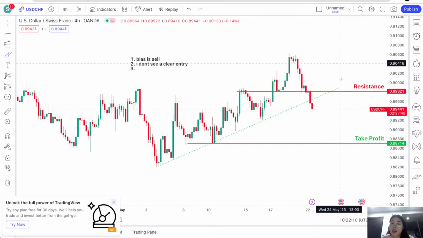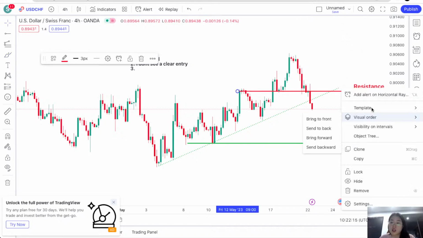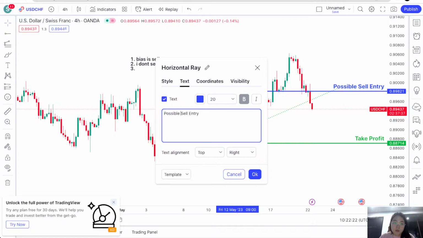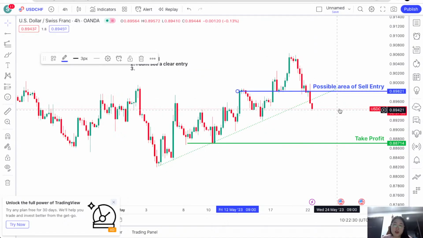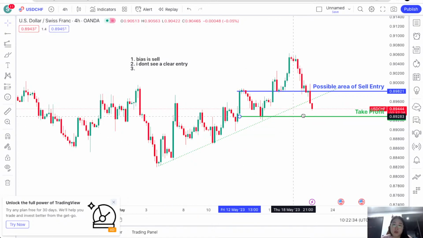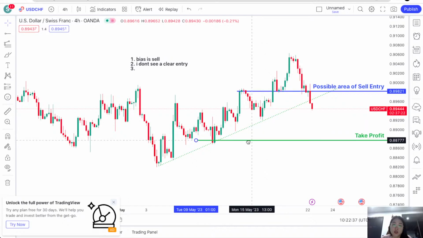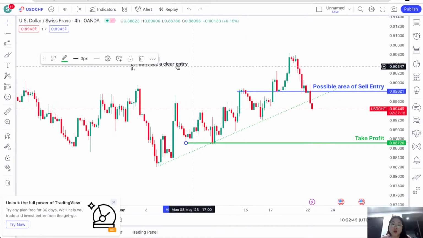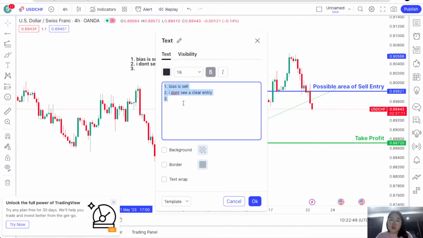Okay, so I'm just going to highlight possible areas of sell entry. I'm just going to put possible area. This could be a possible sell area. Your take profit could be anywhere from here, from here, from here. So the structure is not very clear, but basically these are my thoughts on USD CHF. I would probably wait for a pullback to the 0.89812 area, and then from there I will consider.